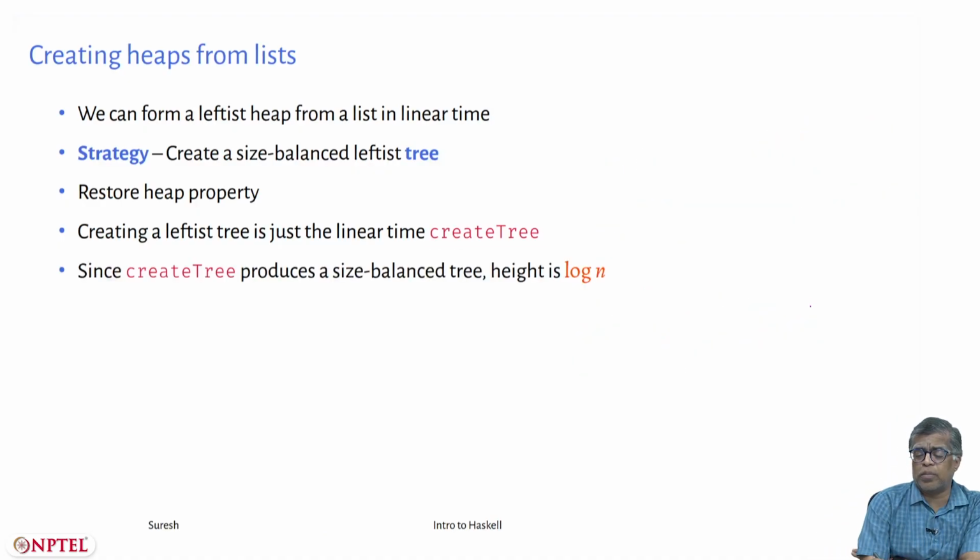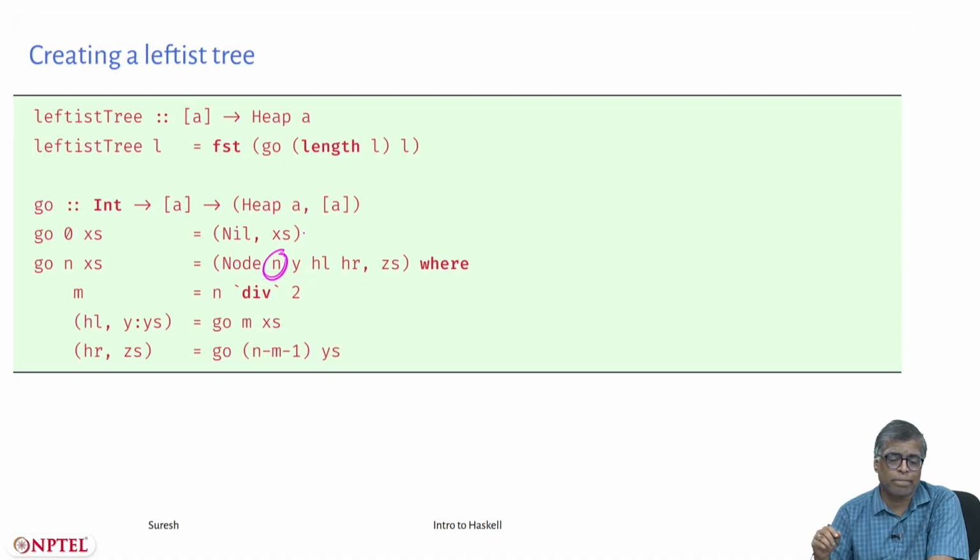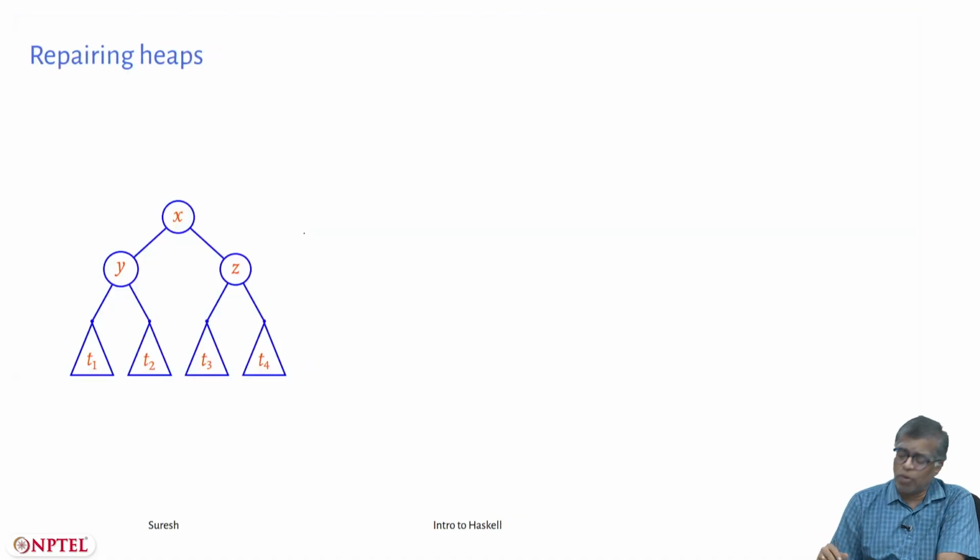Since create tree produces a size balanced tree, the height is already log n. The height is log n. Okay, let's keep this also. And instead of calling it create tree, I'll call it leftist tree, and I do this. This is the same code as earlier. At every level I maintain the size, this n here. So now once I have a tree which I have created in order n time and whose height is log n, I need to show you how to repair the tree and make it into a heap.